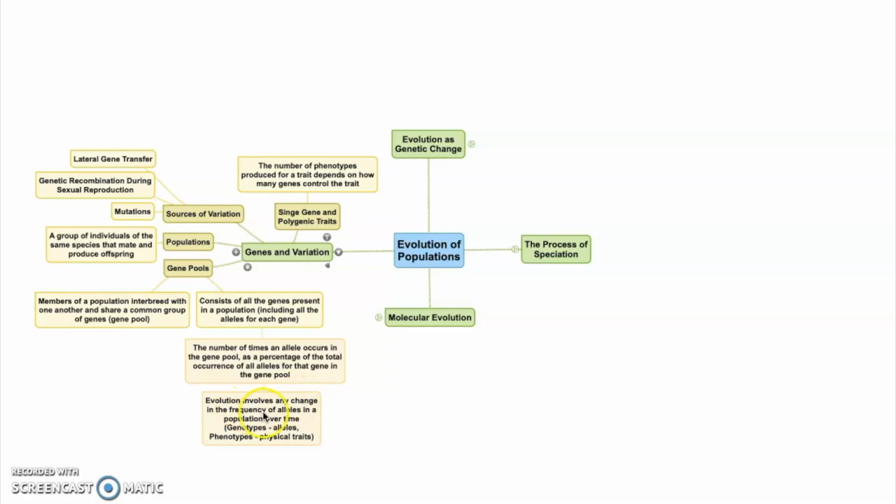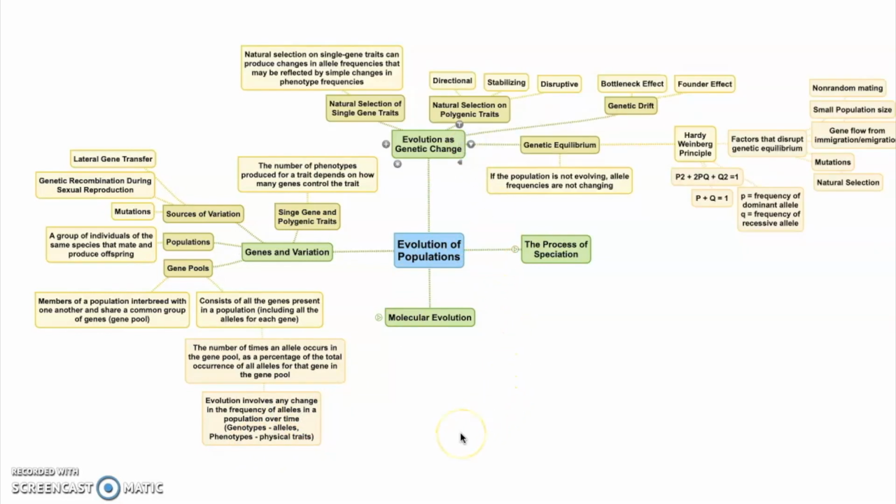Evolution can involve any change in the frequency of alleles in the population over time. So again, the genotypes are the alleles, the phenotypes are going to be the physical traits. If you see any change in the allele frequency or the phenotypes that are actually evolving from that, that can be evidence of evolution. All right, so let's go ahead and take a look at evolution as genetic change.